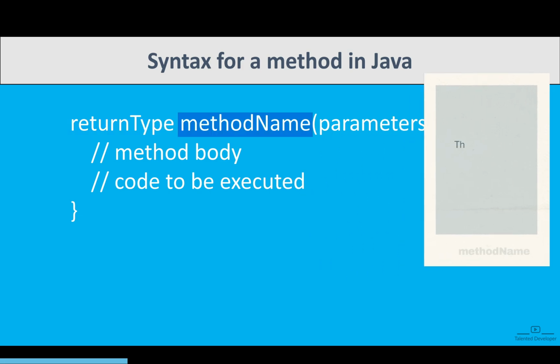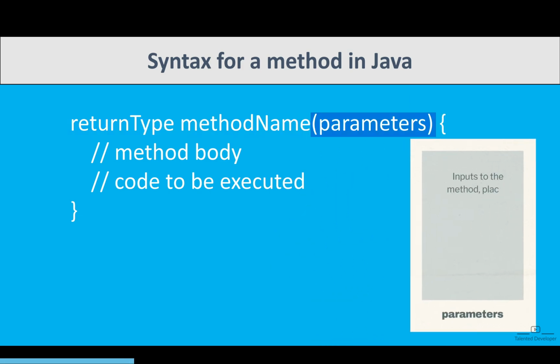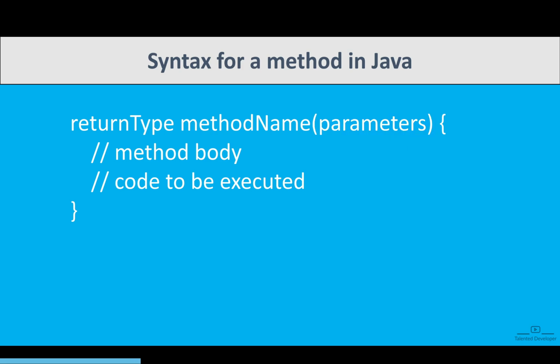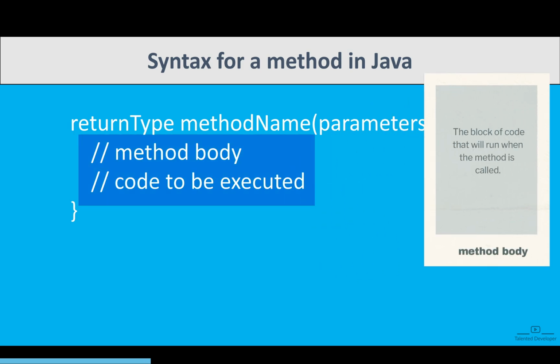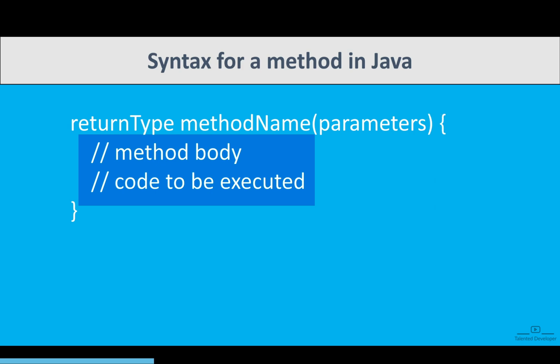For the method name, you can choose any name but use the camel case structure. In the parameters you can pass input to the method, placed inside the parentheses. This is optional, no need to pass always, it is not mandatory. And the method body is the block of code that will run when the method is called. So let's see a simple example, then we will easily understand.